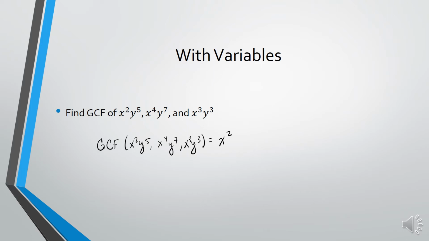Because y appears in all of these terms, I am going to have y being a part of my greatest common factor. For the exponent, just choose the smallest. So of 5, 7, and 3, the smallest is 3. So my greatest common factor is x squared y cubed.